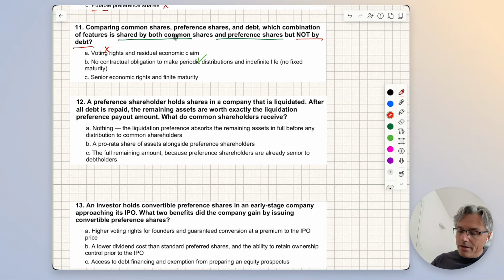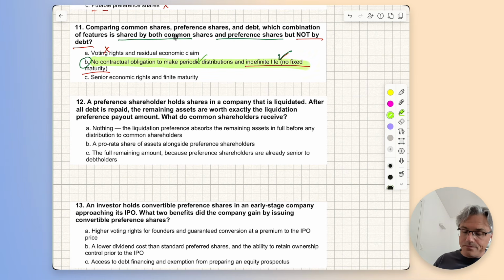And indefinite life, no fixed maturity. Yes, that's generally true. Typically all shares, common or preference shares, do not have a finite life. They have an indefinite life, so no fixed maturity, whereas debt typically has a fixed maturity most of the time, although not always. And so that's going to be correct, on both counts here. So that's going to be the correct answer. We can identify it as such. What about the final one?